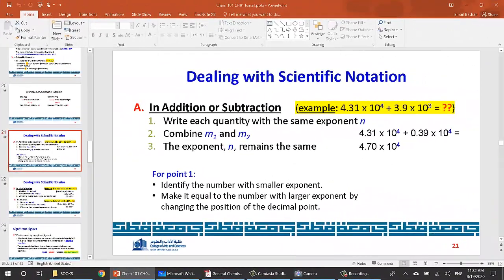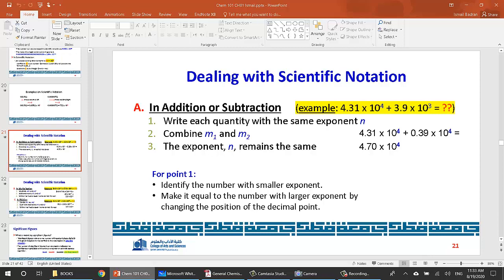So now we need to also deal with scientific notation, addition and subtraction. We have two cases here. Case A is addition and subtraction of scientific notation. If we throw up an example here, 4.31 times 10 to the power 4 plus 3.9 times 10 to the power 3. You notice that here we are adding two numbers with different exponents. But that doesn't matter in the case of addition and subtraction. What we do here is just add the m's, which are the numbers 4.31 plus 3.9.